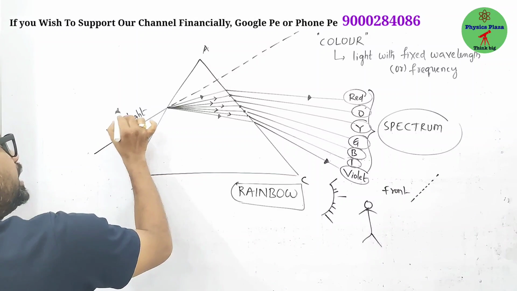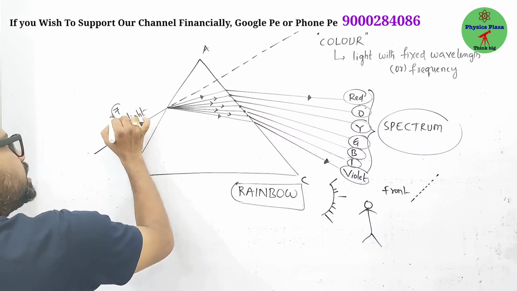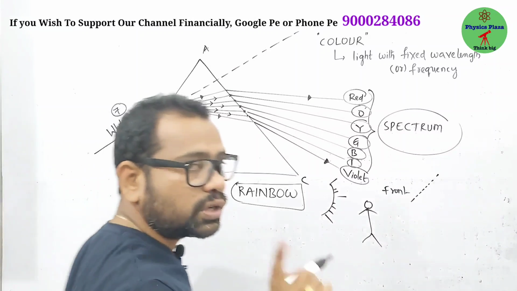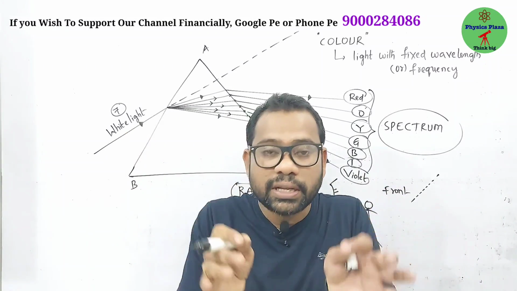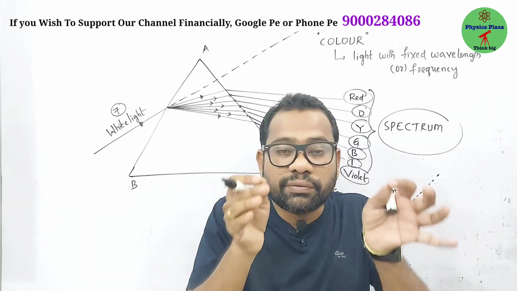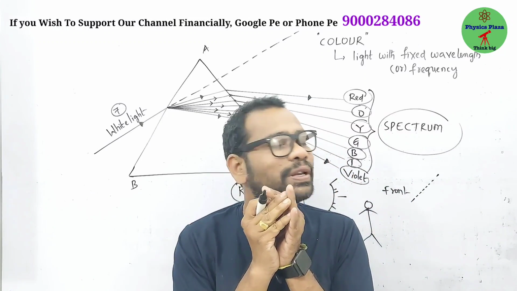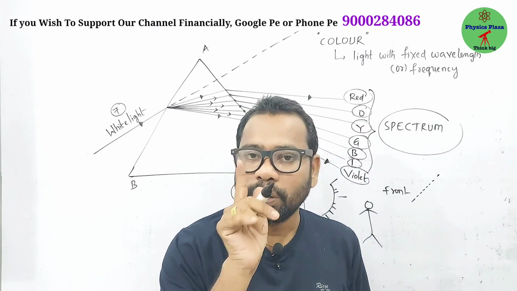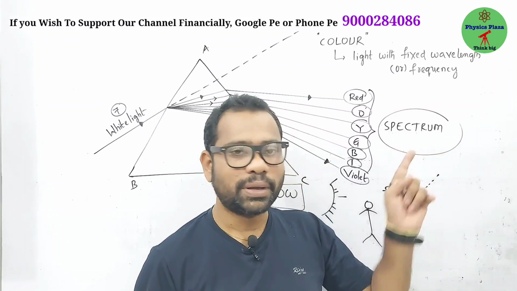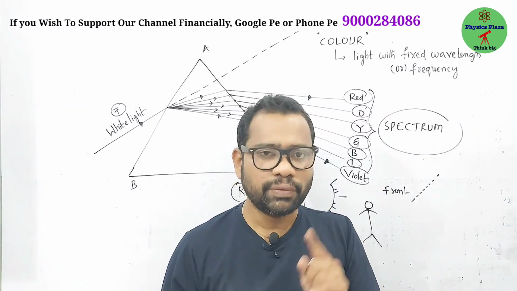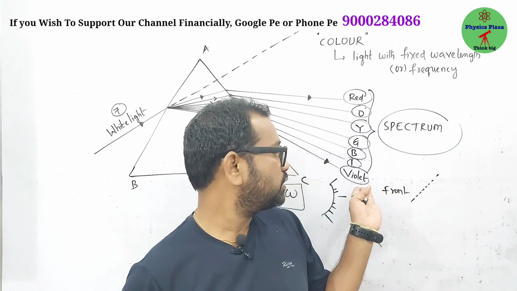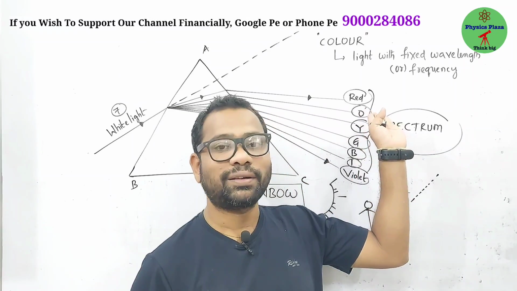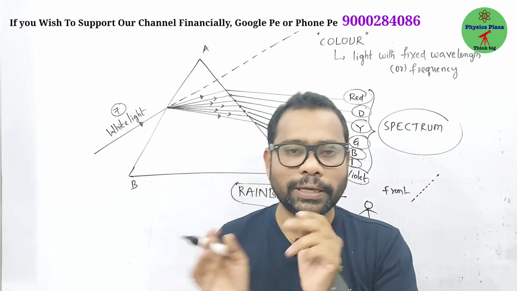But all these colors got mixed to give white. In white light, how many colors are there? Seven colors. It is not a single color. White is a combination of seven colors, seven wavelengths. So it is not a color. Color means only one wavelength. I can say red is a color because it has only one fixed wavelength. But white light's wavelength spreads from violet to red. So white is not a color technically.